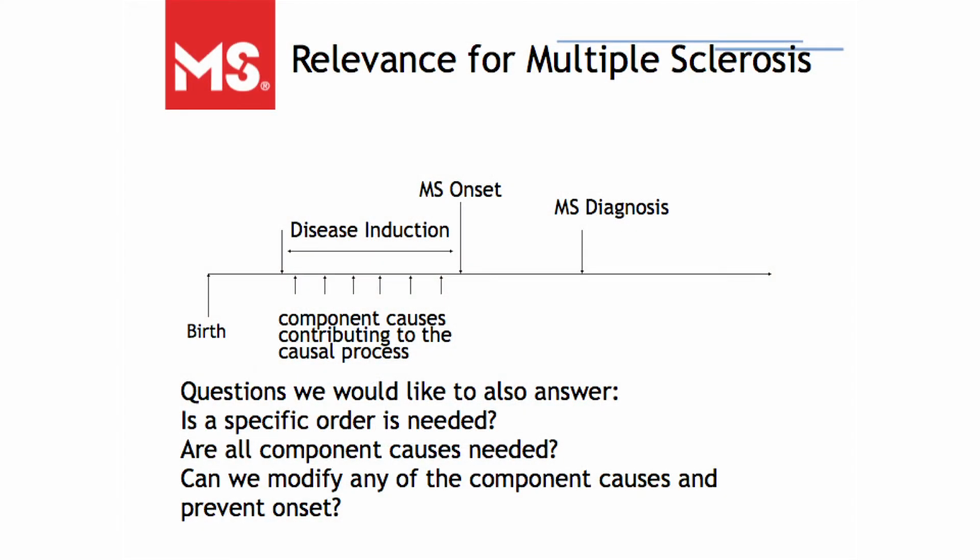So how is this relevant for MS and what we think we know? If you look at this figure, on the left-hand side we have birth, and then sometime before the disease onset of multiple sclerosis, we have what we could call a disease induction period, and that's where these various component causes contribute to the causal process. And then later on, a little bit after onset, there will be diagnosis. As an epidemiologist, I'm particularly interested in that time before onset and trying to disentangle these causes.